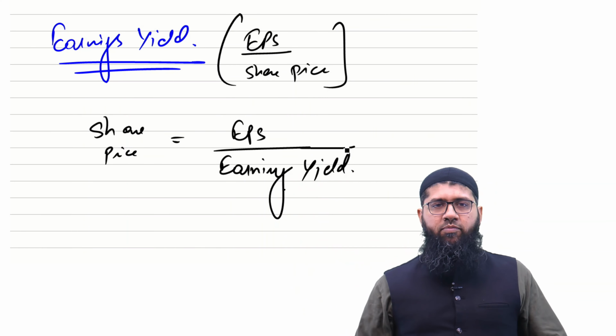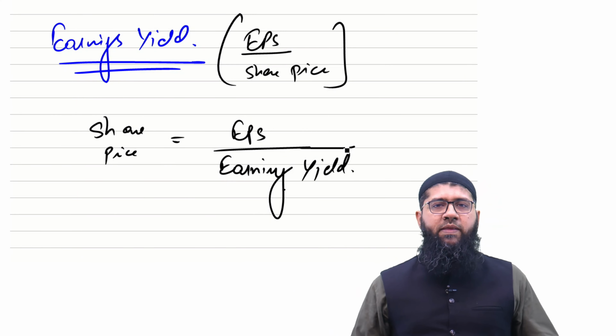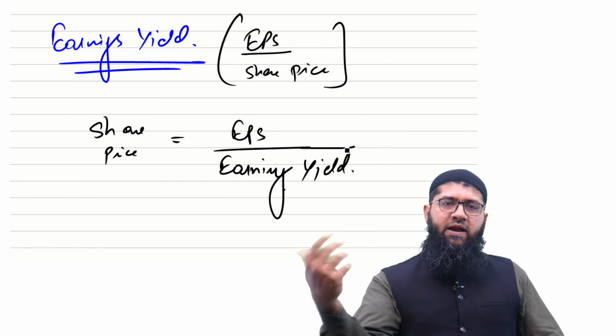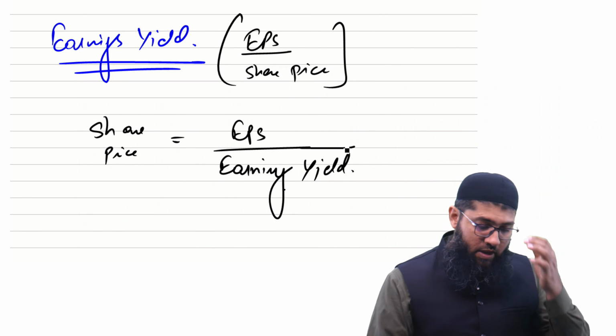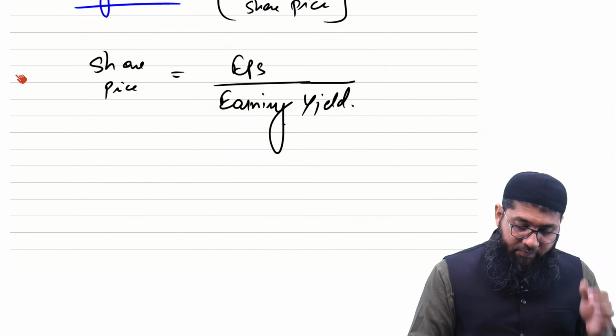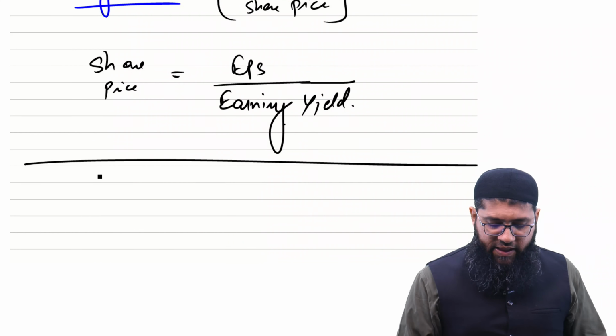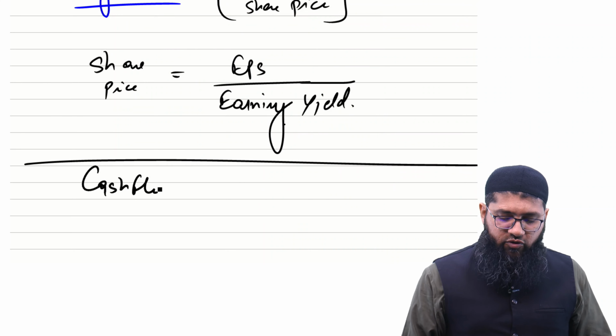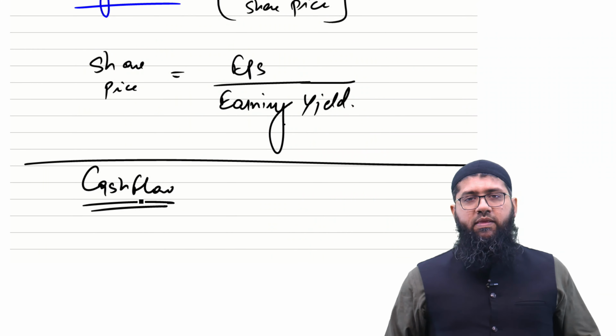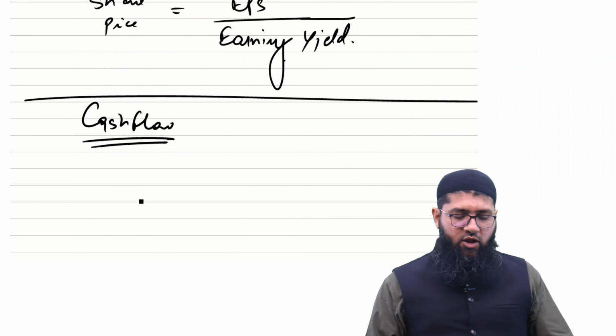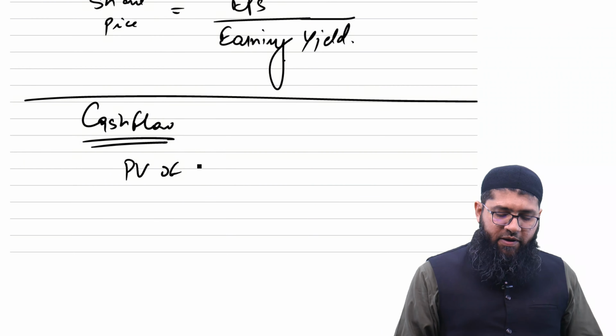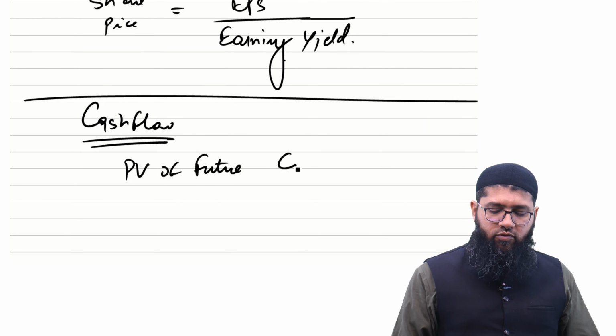You identify a company in the market, you establish their earnings yield, you adjust their earnings yield, and then you accordingly value the company. The last step is valuation of the company using the cash flow based valuation. Always remember, the value of a company is the present value of future cash flows. It's the present value of future cash flows.